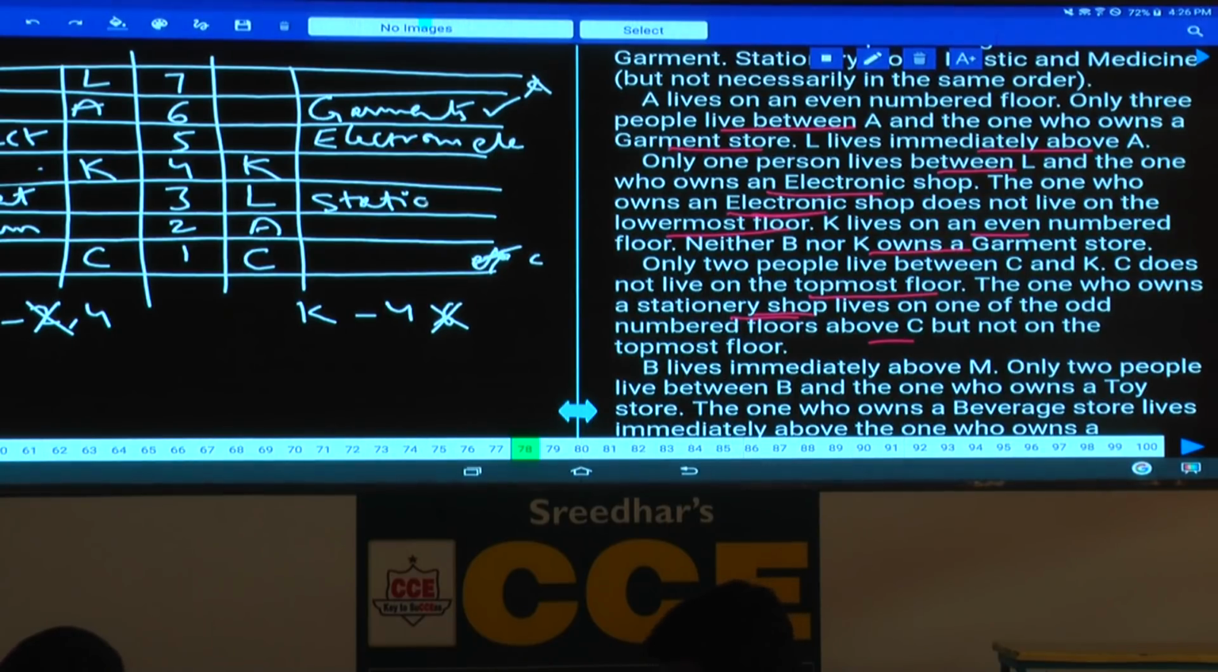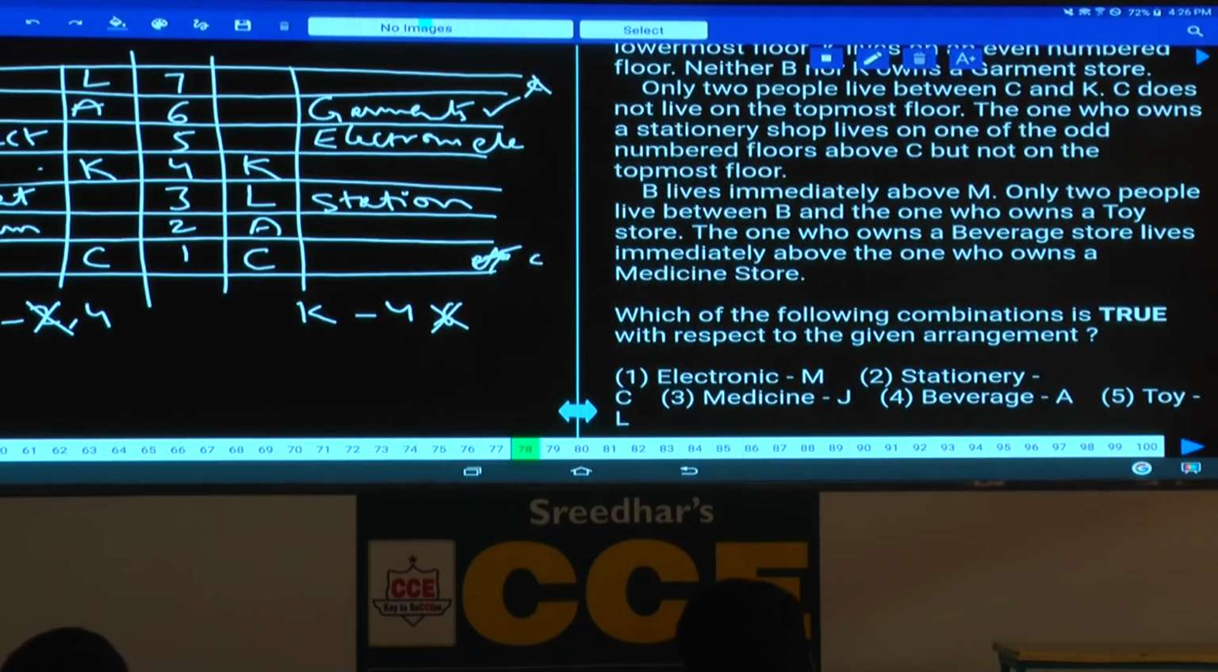The one who owns a stationery shop lives on one of the odd number floors above C, but not on the topmost floor. And B lives immediately above M. As B lives immediately above M, in this case, B and M must be in these 2 places. And only 2 people live between B and the one who owns the toy store. Okay? B and M.